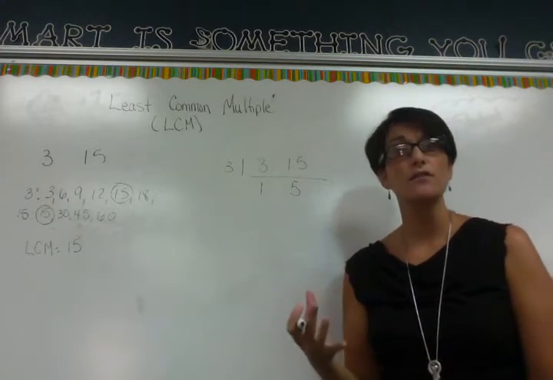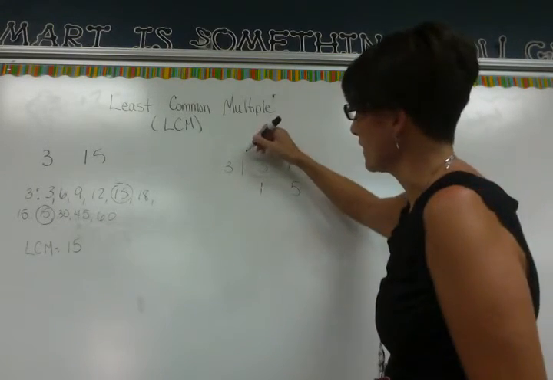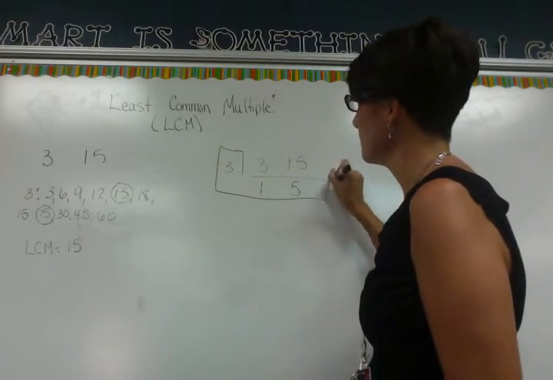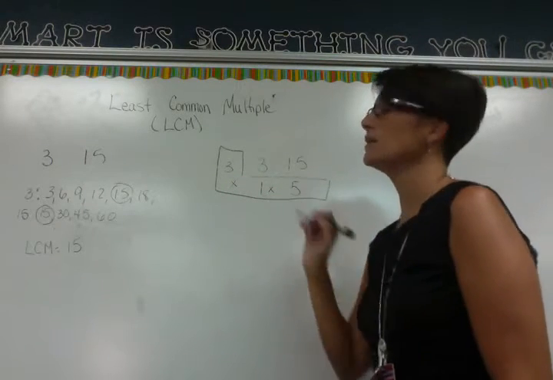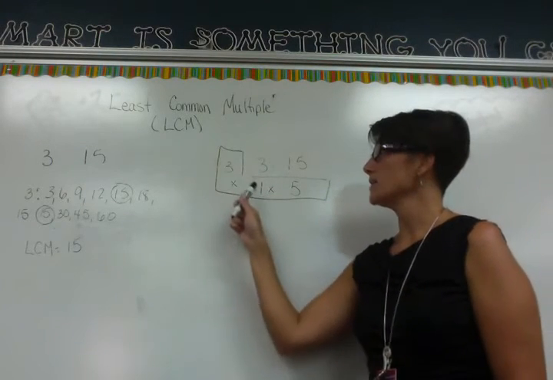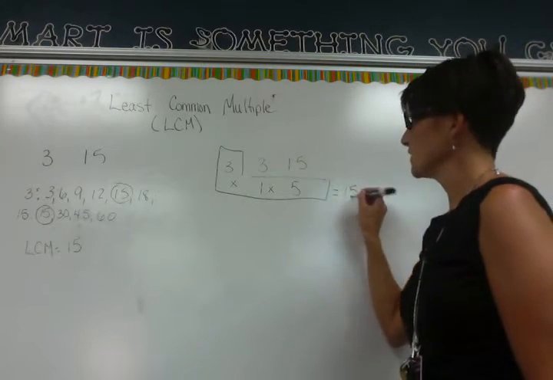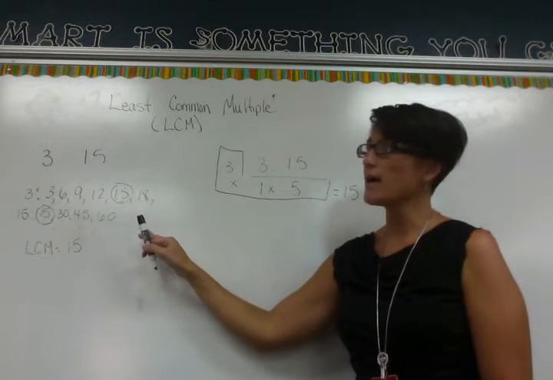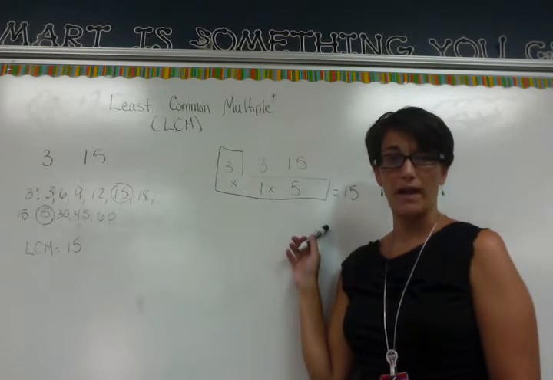So this is the difference between greatest common factor and least common multiple. Least starts with an L, so take your upside down division sign and make it into an L. And then all of the numbers within that L, you're going to multiply. 3 times 1 is 3, times 5 is 15. So here you would have to write down all of your multiples of each number. Here you would simply divide and then multiply at the end.